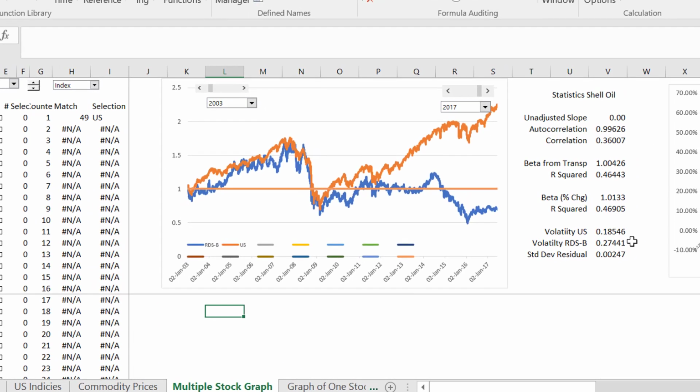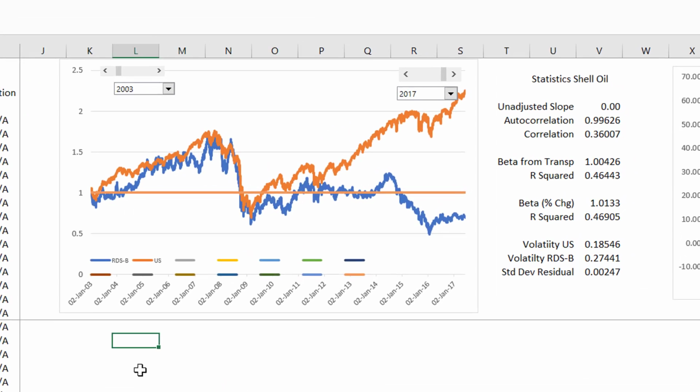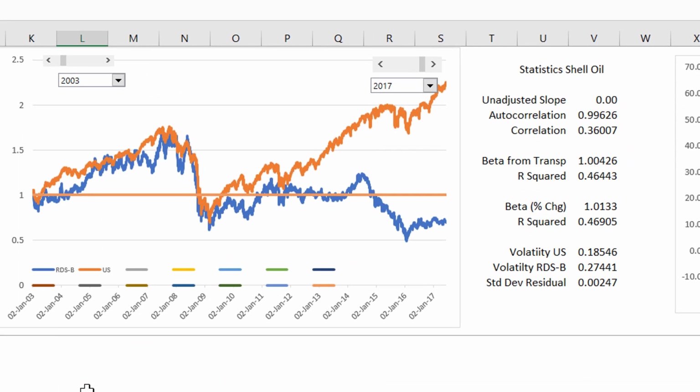And you notice what I have here. This is Shell Oil, and I only have a checkbox on the U.S. stock price index. So this is a classic beta. We take the percent change in the stock price versus the percent change in the index, which is basically the S&P index. And for Shell Oil, we get a beta of 1.